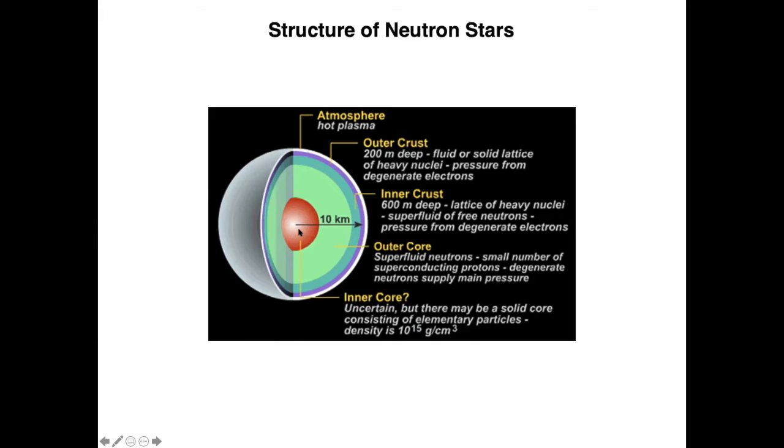Now, in the inner core, it's uncertain. Matter here is very compressed. It's a very exotic state of matter. There may be a solid core consisting of elementary particles. The density here is approaching 10^15 grams per cubic centimeter. It's denser than the density of the nuclei in an atomic nucleus.